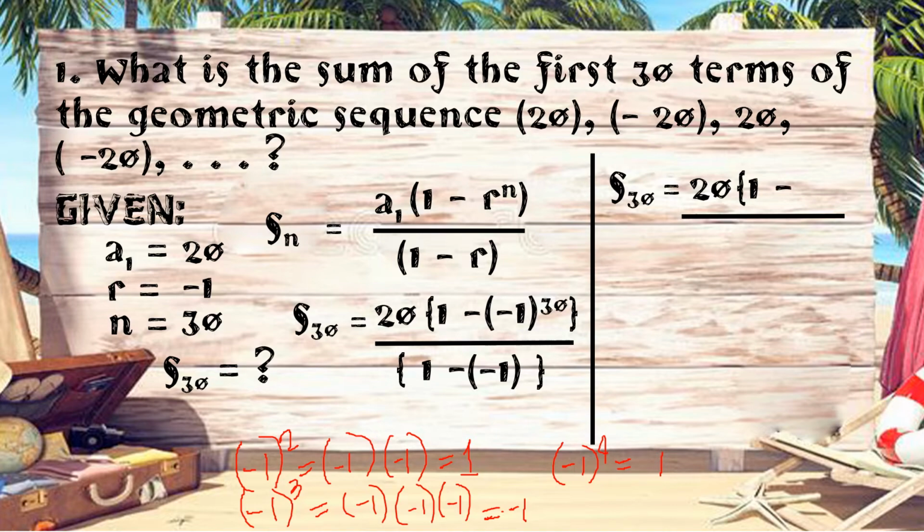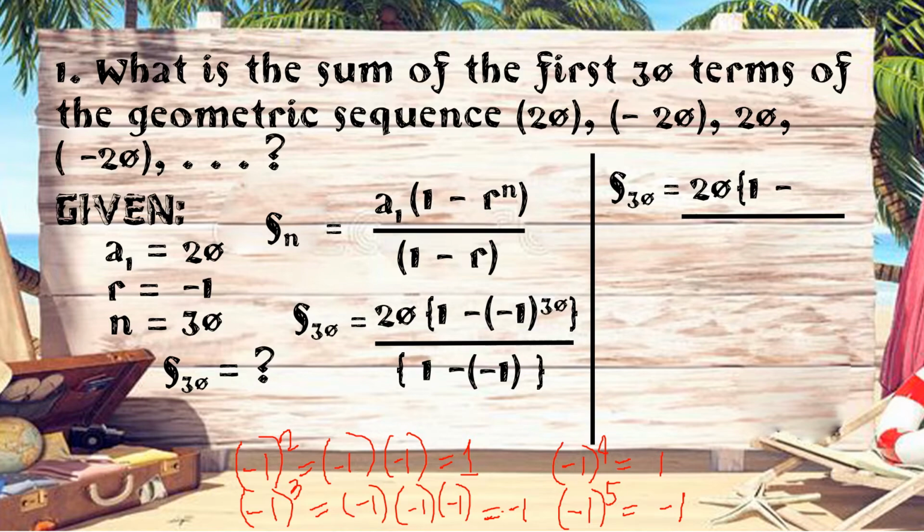Negative times negative times negative times negative, which is positive 1. Okay, ulit. Negative times negative, positive. Isa pa ulit negative, pangatlo na is negative. Isa pa ulit negative, pang-apat na is positive. And how about negative 1 raised to the 5th power? That's negative times negative times negative times negative times negative, 5 beses, which is actually negative 1. Oh, what have you observed? Kailan positive 1? Kailan naman negative 1?